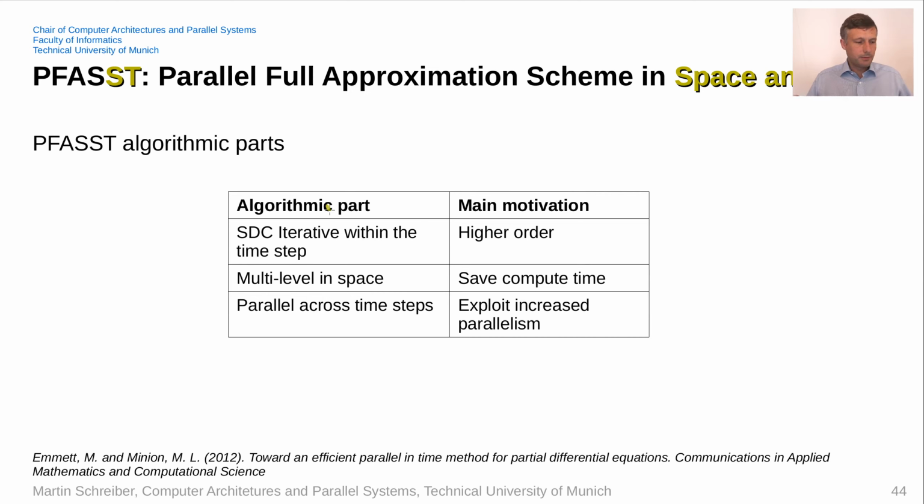in particular with the FAST algorithm, but let me just emphasize the three underlying ideas of that FAST algorithm. So first of all, we have this SDC iterative scheme within each part, and the main motivation of that is that we get a higher order scheme, and higher order is necessary to make parallel-in-time converge fast. We have multi-level in space, which allows us to save compute time simply by taking larger time step sizes and to have less workload. And we have a parallelization across the time steps themselves, which allows us to exploit increased parallelism also in the time dimension.